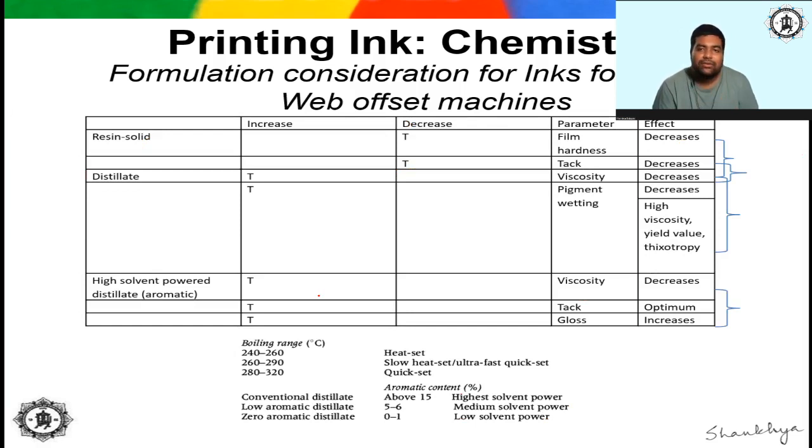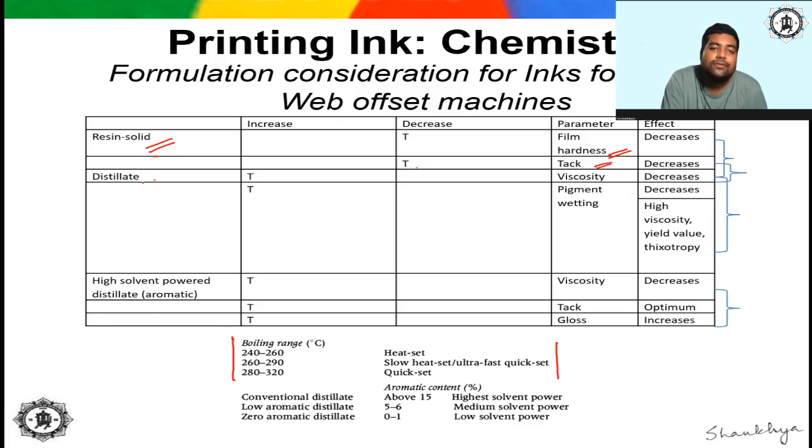So I will not go into a lot of detail over here, but I'll just talk about this component over here. In this chart, what I have done is show the effect of the resin, the effect of the individual components, on the various parameters, right? So what happens is if you go on decreasing the resin solid, the film hardness decreases. Okay. And then again, if you go on decreasing that resin solid, the tack decreases.